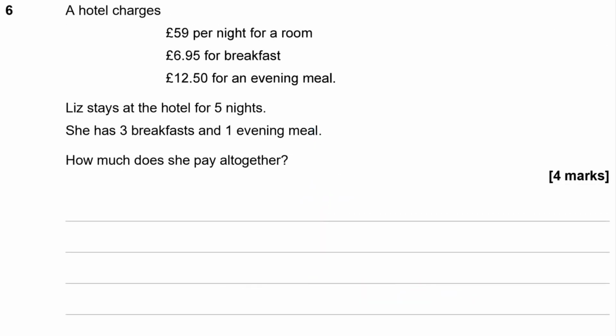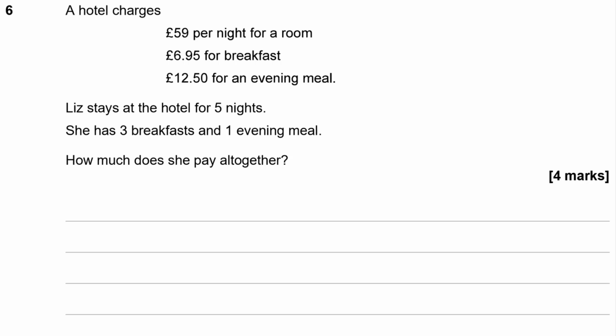Question 6. A hotel charges £59 per night for a room. It charges £6.95 for breakfast and £12.50 for an evening meal. Now Liz stays at the hotel for 5 nights. She has 3 breakfasts and 1 evening meal. How much does she pay altogether? Okay, well, we've got to do several multiplications and then add up our results, don't we?